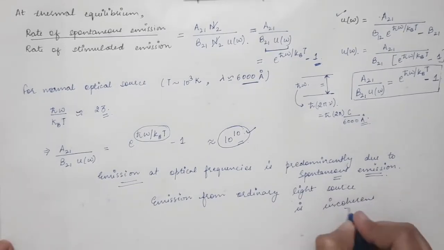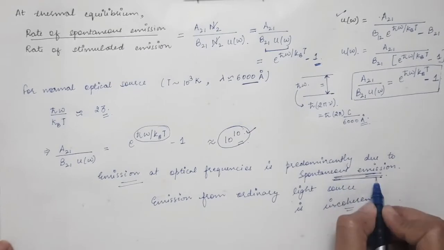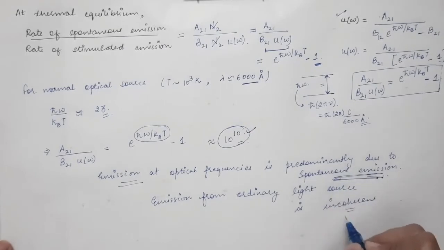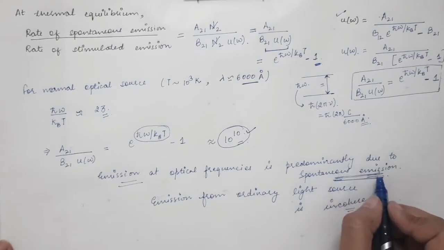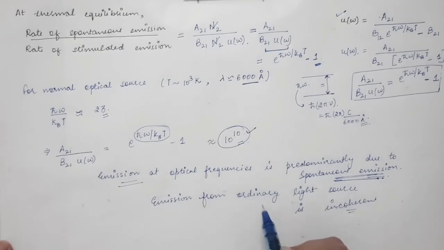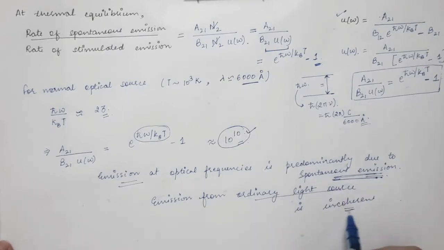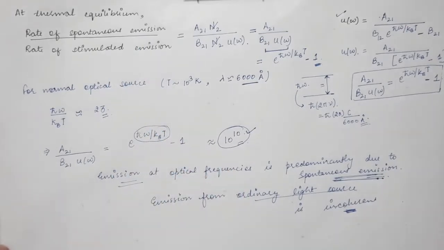If there is more spontaneous emission occurring, then the light will be incoherent, as the photons emitted from the spontaneous emission process are incoherent. So the light emitted from these ordinary light sources is incoherent, and this is because there is more spontaneous emission occurring as compared to the stimulated emission.